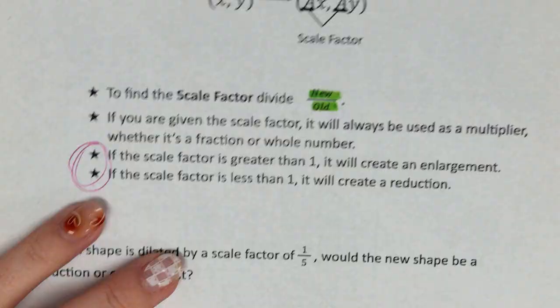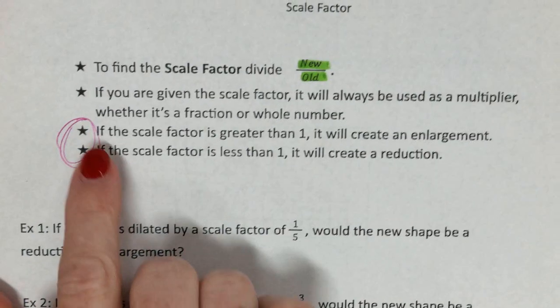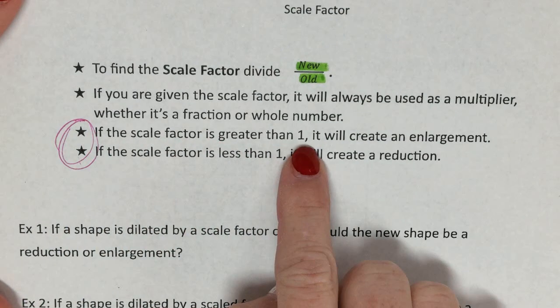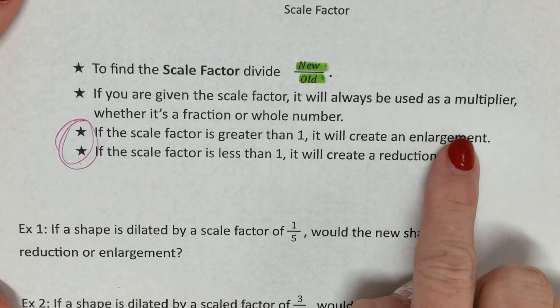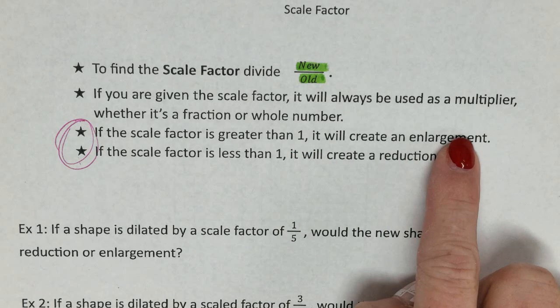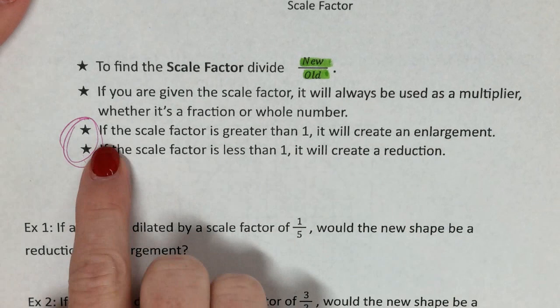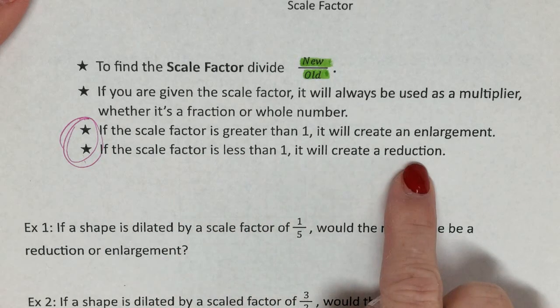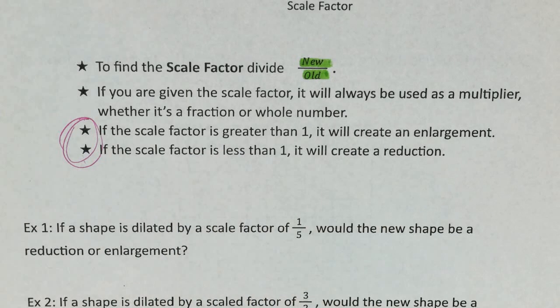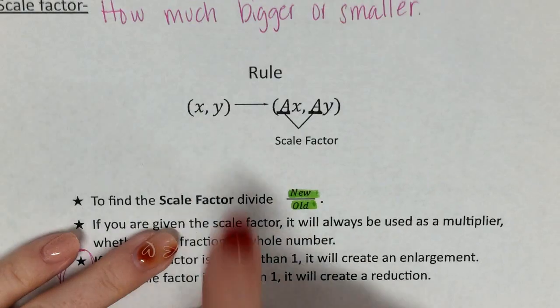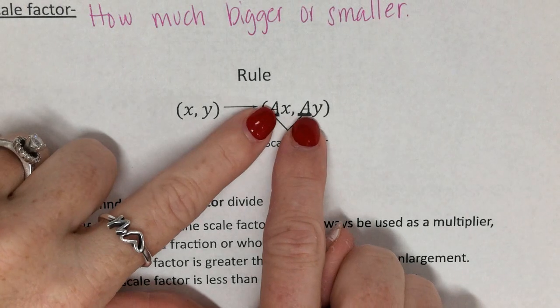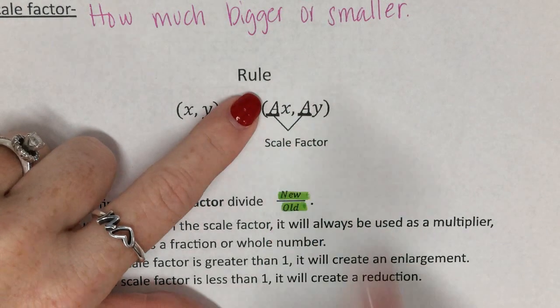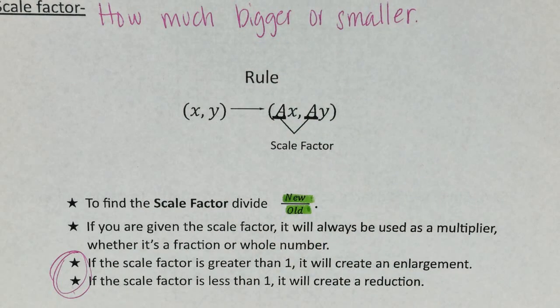So that's this thing right here. Everybody look, you've got to memorize this. If the scale factor is greater than 1, it's going to make it, what does an enlargement mean? Make it bigger. If the scale factor is less than 1, it's going to make a, what's a reduction mean? Smaller. So that's how you know. You should be able to look at this rule, and once you see the scale factor, if it's greater than 1, it's an enlargement. If it's less than 1, it's a reduction.